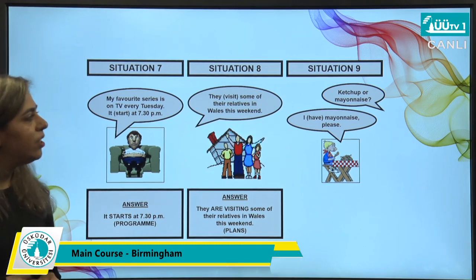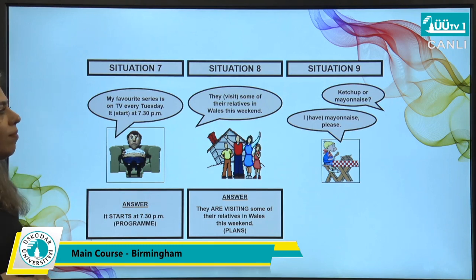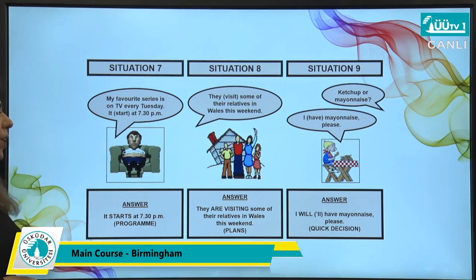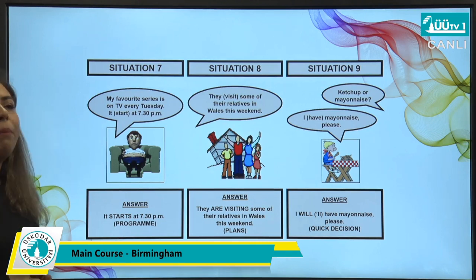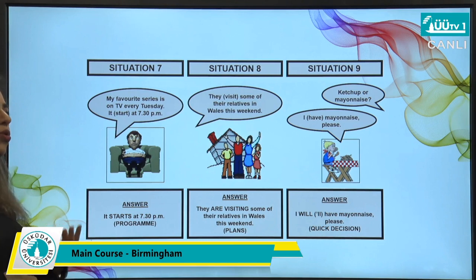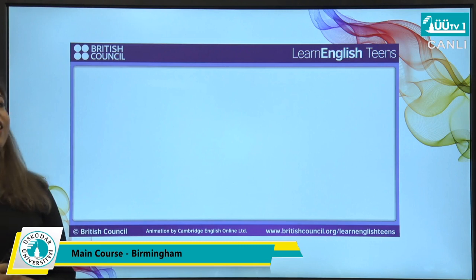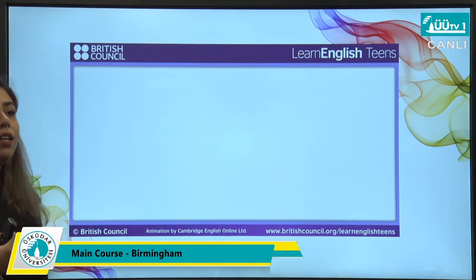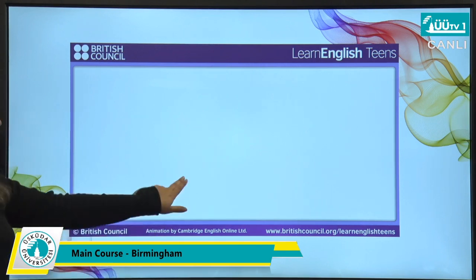In the last situation, as you can see, "Ketchup or mayonnaise? I have mayonnaise, please." When someone asks you something, when someone is offering you something, I told you we always use will. I'll have mayonnaise, please. She is giving you two choices, so you have to decide which one you want. So, I will have mayonnaise, please. Okay, that's it, guys. But I'm gonna play a video for you so you can see how they work in a real conversation.